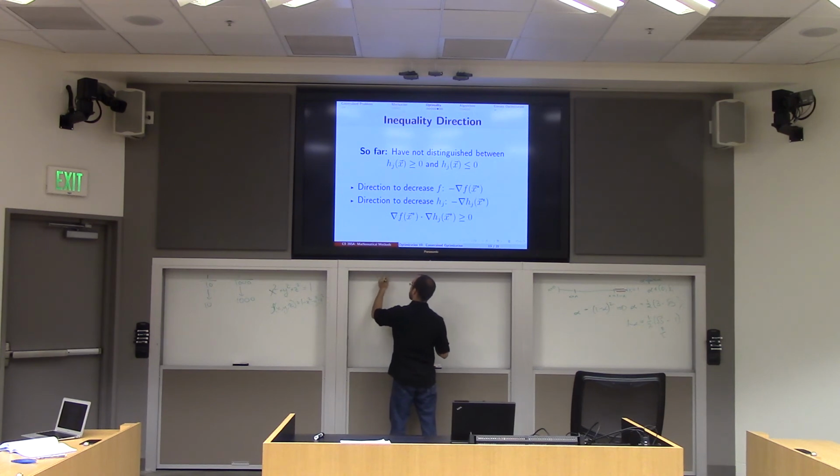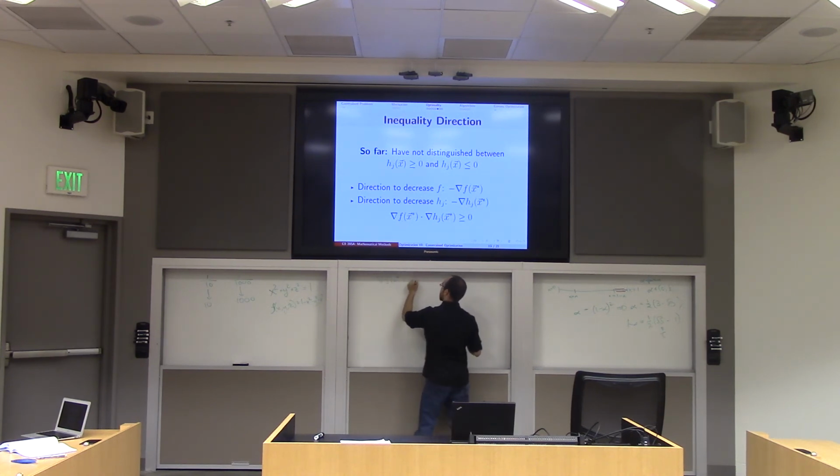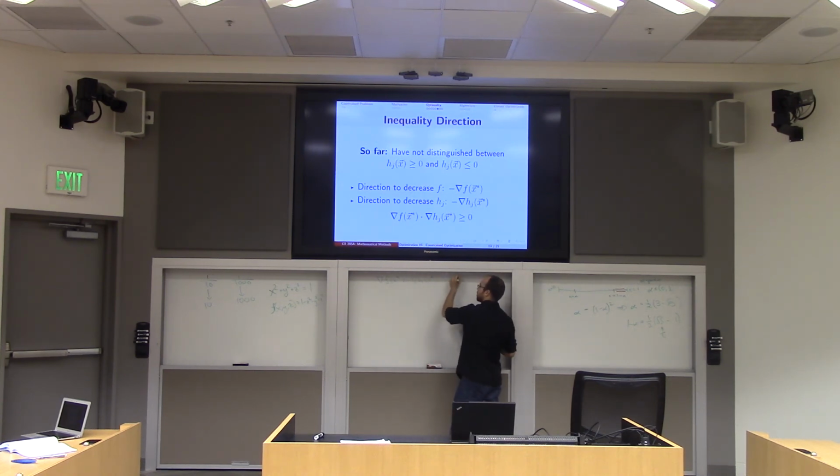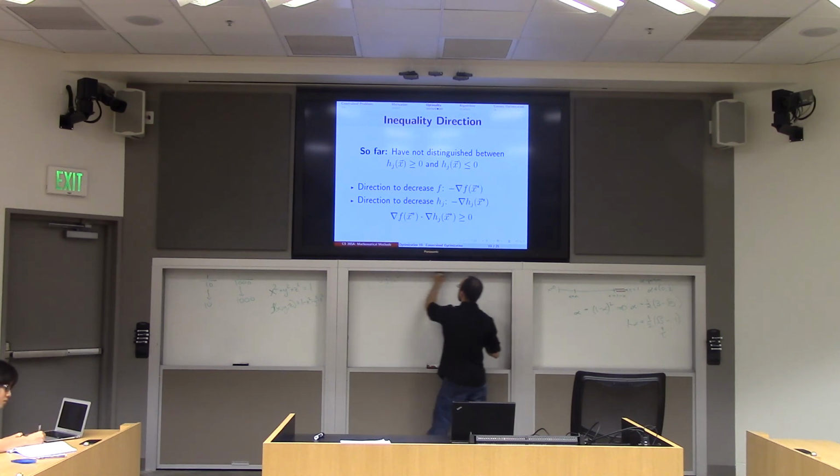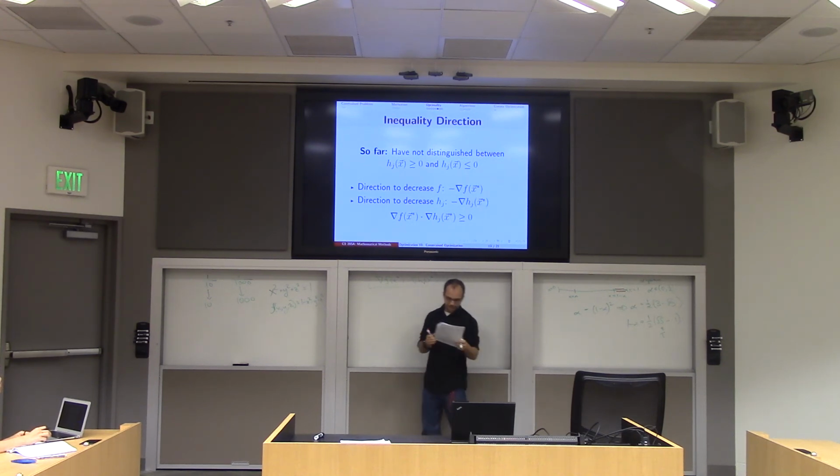So we want to enforce that grad f of x star dot grad h of x star is greater than or equal to 0. What this says is that the direction in which I could decrease f is the same as the direction in which I would be decreasing h, and that's against the rules. Really, this should be h_i for each constraint i. Okay, but we'd like a better condition than this, one that's not quite so yucky.